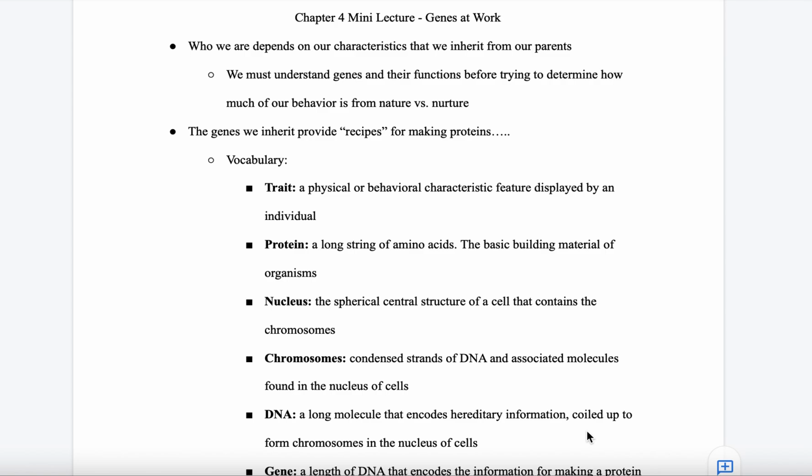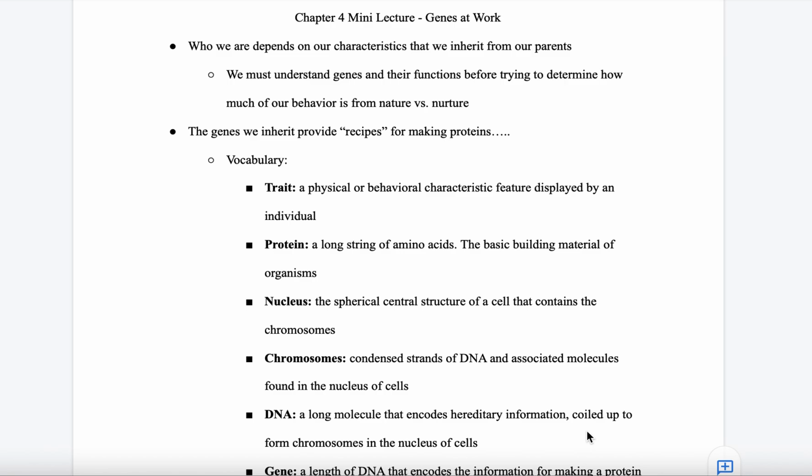For our chapter 4 mini lecture, I decided to take a look at the first section of the chapter, which is genes at work. I know we probably all did this in biology in high school, but it's a good review of it as well.